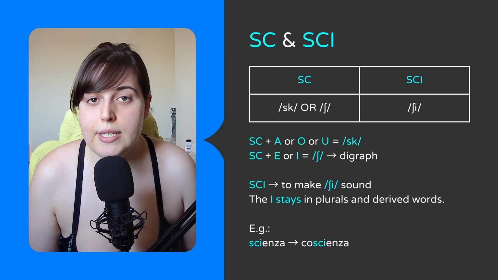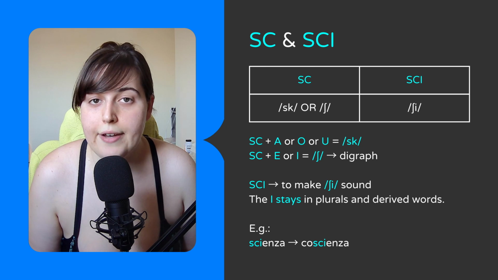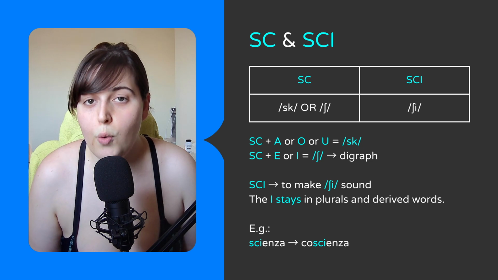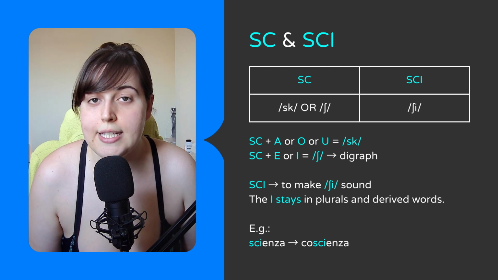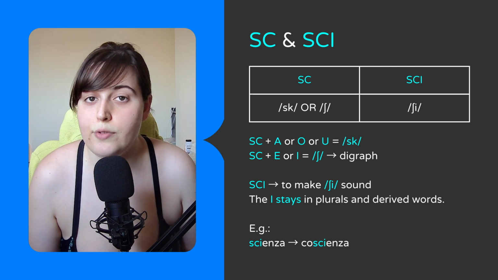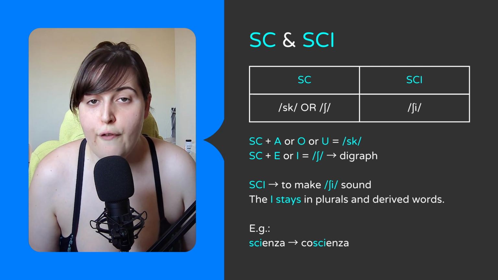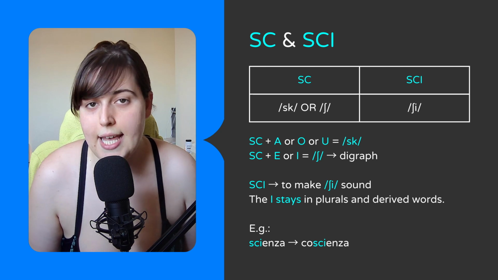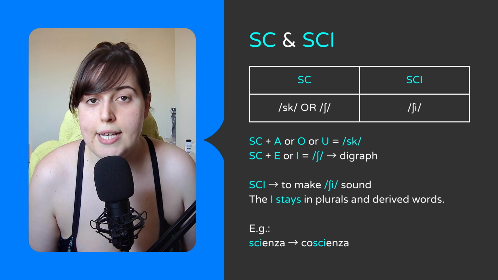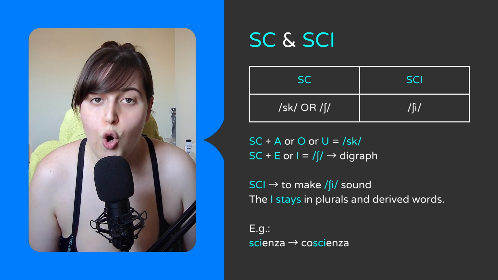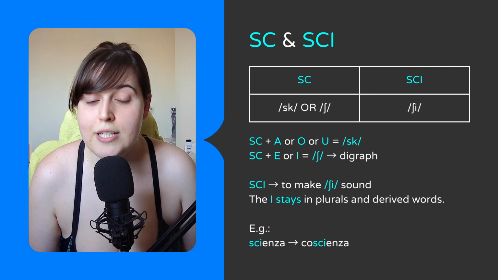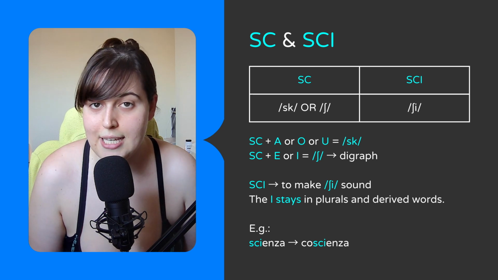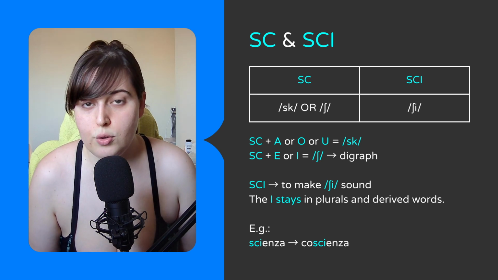So, when the sound needs to be SH, but we don't have E or I, we add this last. In this case, we have a trigraph, for it stays even in plurals and derived words. For example, from scienza, science, we derive words such as coscienza, consciousness. However, conoscenza, knowledge, doesn't have the I, for it's not a word derived from scienza, but from conoscere, to know.